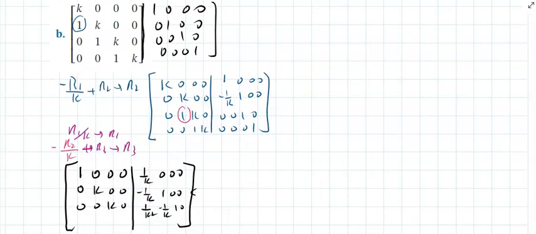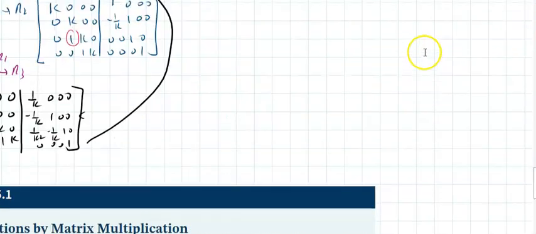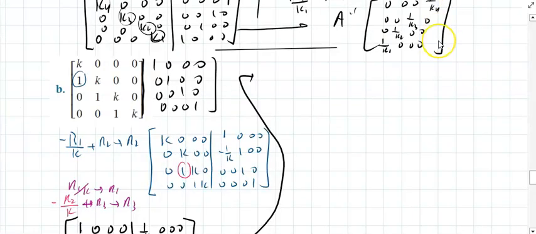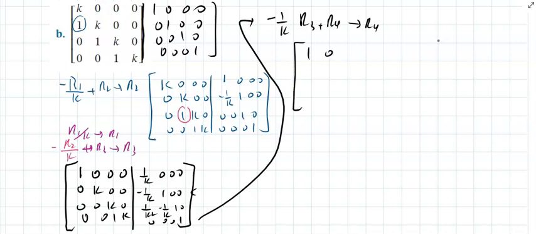Now I would move to the top and look at what happens. If I take 1 over k times row 3 plus row 4, put the result in row 4, I'll notice that I'm looking at 1, 0, 0, 0. And I'll do that at the end instead of continuing to add to the list.